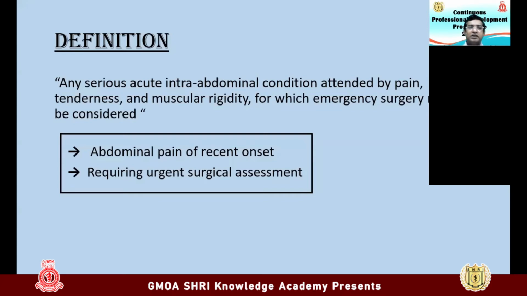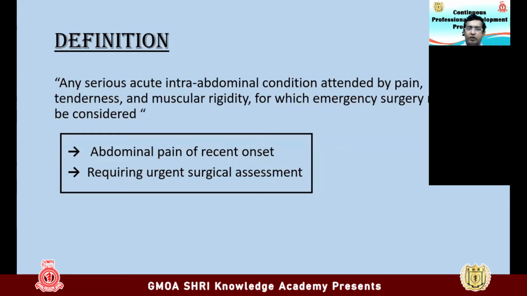So when we talk about the acute abdomen, there are numerous definitions. Out of those, I selected this definition for me to discuss this topic today. It says: any serious acute intra-abdominal condition attended by pain, tenderness, and muscular rigidity for which emergency surgery must be considered.